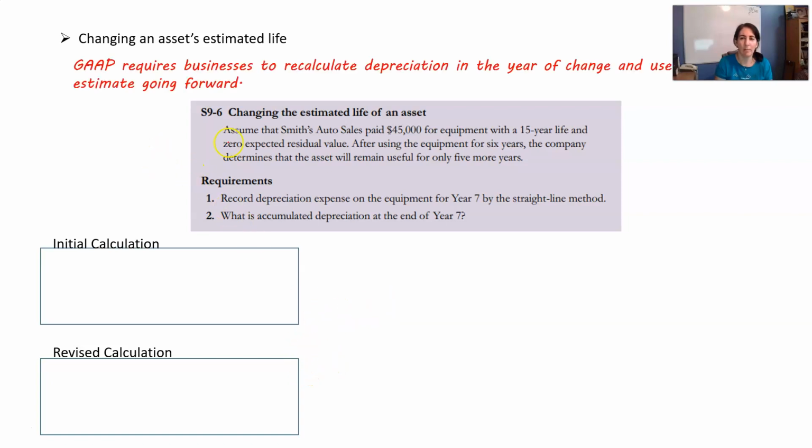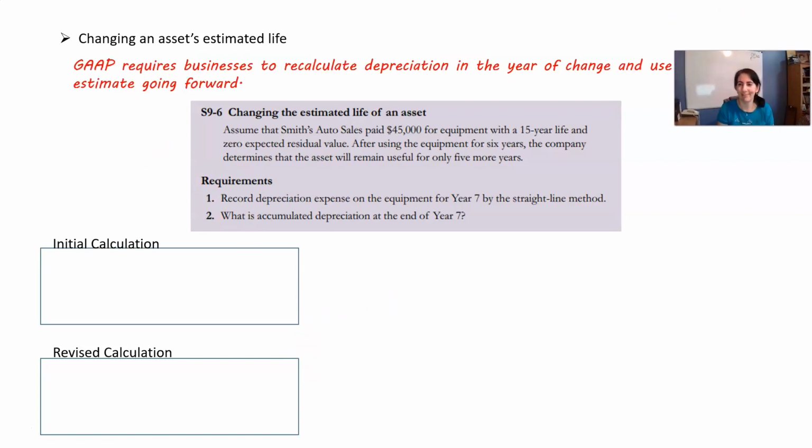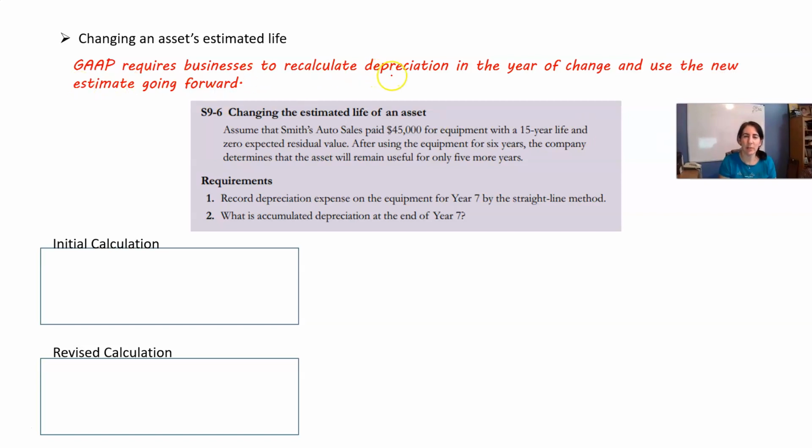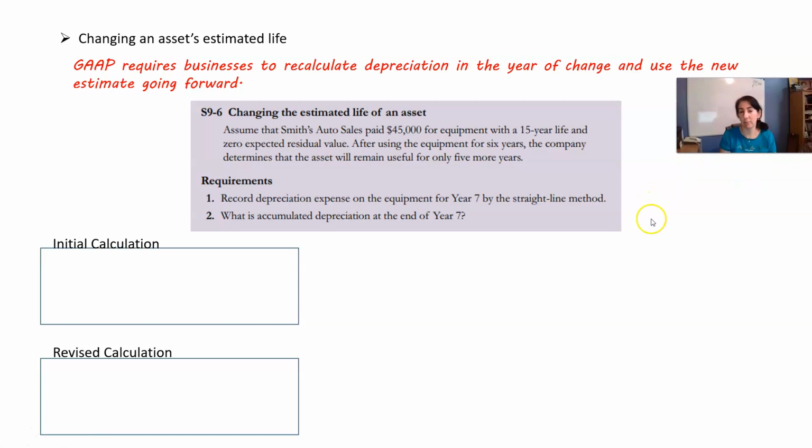GAAP requires businesses to recalculate depreciation in the year of change and use the new estimate going forward. So for whatever reason, we decide an asset is not going to be as good for as long as we thought it was going to be. We need to recalculate depreciation when the circumstances change. So here we go.